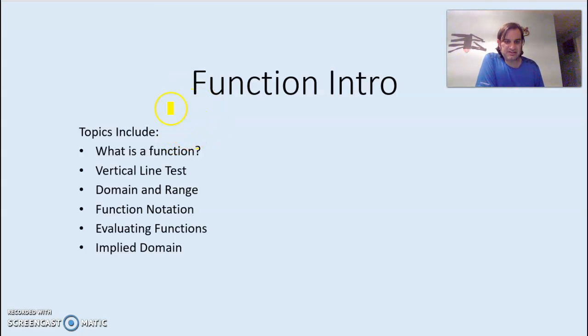Topics in this series of videos are, what is a function? That's a good question to ask and answer for where we're going. And if you know a little bit about functions already, you'll recognize the vertical line test, domain and range, function notation, evaluating functions, and you may have some experience with the implied domain. So we're going to cover that in this set of videos.